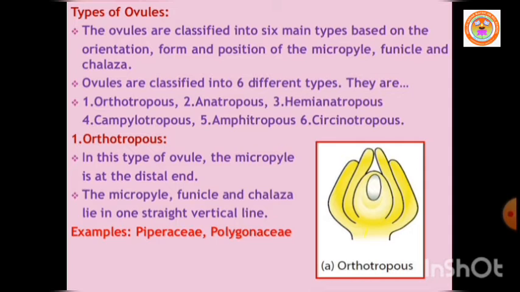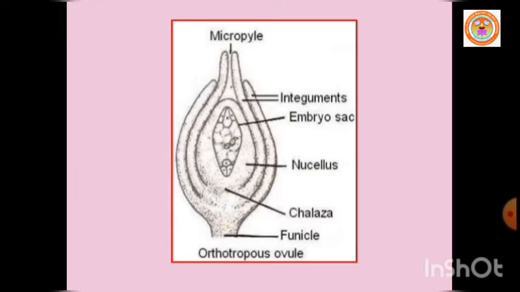Where can we see this type of ovule? This type of ovule is seen in Piperaceae members and Polygonaceae members. So in members of Piperaceae and Polygonaceae, you can see orthotropous types of ovule. Next, you can see the picture very clearly, micropyle, funicle, chalaza, all lying on the same straight line, which is vertical.